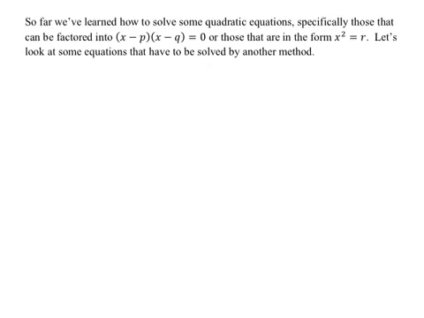So far we've learned how to solve some quadratic equations, and specifically those that can be factored into some form of quantity x minus p times the quantity x minus q equals 0. And those that are in the form of x squared equals some number, by just taking the square root of both sides. Let's look at some equations that have to be solved by another method. They're not factorable, and at the same time, it's not just simply x squared equals some constant.